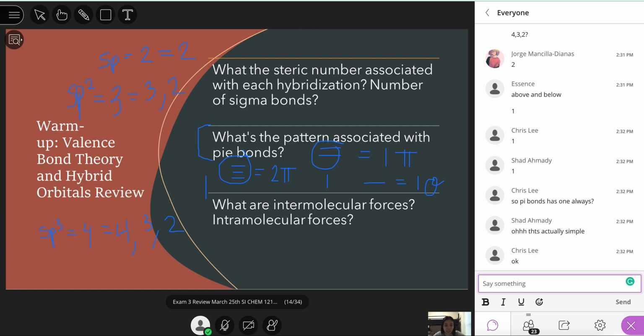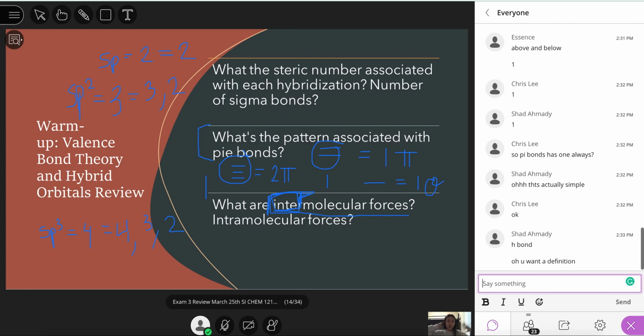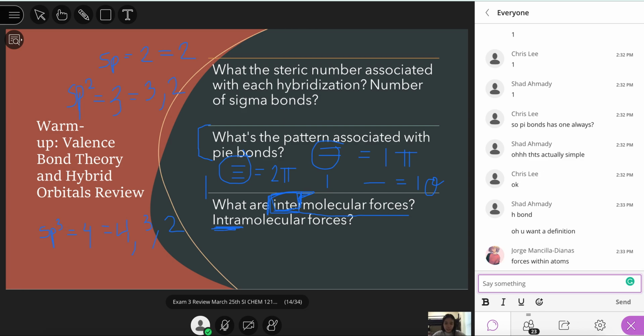Intermolecular forces. What is that? Highlight the inter part, knowing that prefix. No, you're getting there. Let's keep going. It's actually more broad. What are intermolecular forces between? Or what are they part of? What are intermolecular forces or intramolecular forces? Forces within atoms. Is that inter or intra?